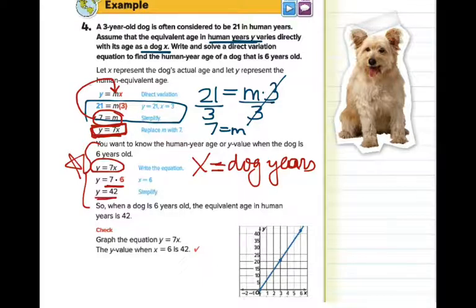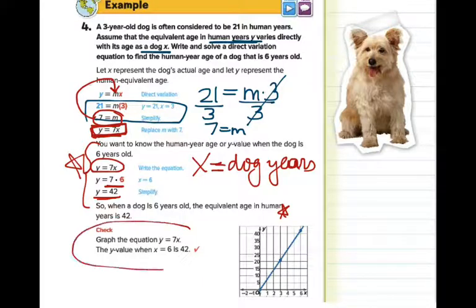7 times 6 is 42. So if your dog is 6 years old, he should be 42 years old comparably, like health-wise and how they feel and how they act. 42. So like super old. I hope you got that joke. 42 is not super old. Anyway, so when a dog is 6 years old, the equivalent age in human years is 42.